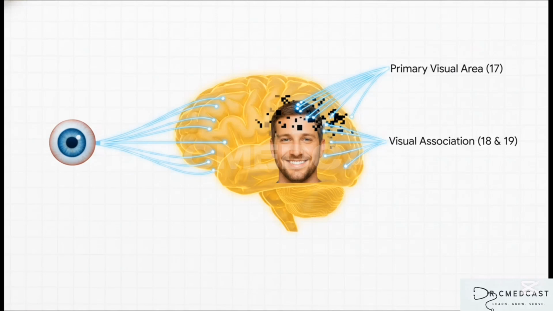You can think of it like a 2-step process. First, the primary visual area, or Area 17, receives the raw electrical signals from the retina. It's just a mosaic of light and dark points. Then, the visual association areas get to work, interpreting all that data to identify objects, recognize faces, and perceive the rich, three-dimensional world that we all experience.